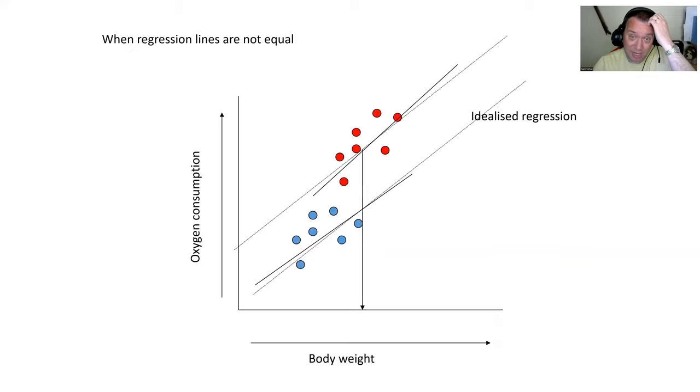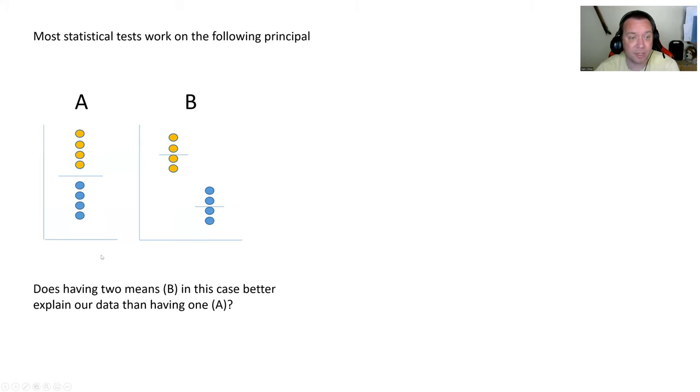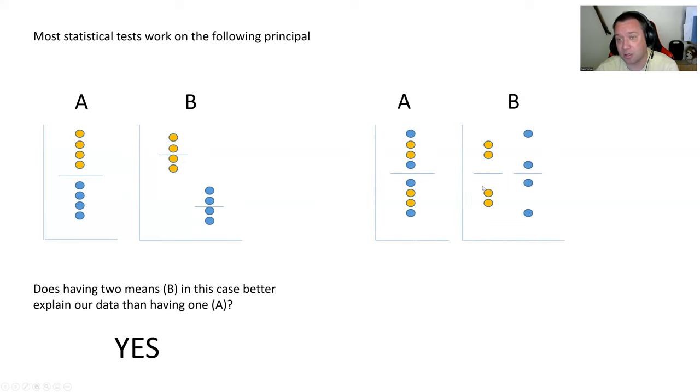And so what ANCOVA does is once you've got your groups, you've got your idealized regression, as I said, it's going to slide the animals along. And then it's going to apply a test, which is not that dissimilar to the t-test. And most statistical tests are going to work on the same principle. And that is, if you've got group A and you've got group B, and in this case, they're different, we can compare how well having a single mean for all eight animals works, how good it is at fitting that data versus having two means. So in this case, does having two means explain our data better than having one? Now, intuitively, we can look at it and say, yes, it absolutely does. And conversely, on this data set, we can look at it and say, well, in this case, no, it does not. Because essentially, the distances that these points are from these lines is not different between having two means or having one mean.